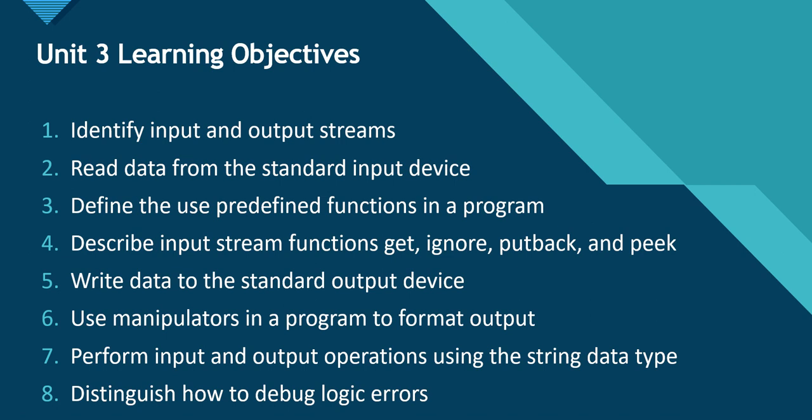When you complete Unit 3, you should be able to identify input and output streams, read data from the standard input device, define and use predefined functions in a program, describe input stream functions like get, ignore, putback, and peek, write data to the standard output device, use manipulators in a program to format output, perform input and output operations using the string data type, and distinguish how to debug logic errors.